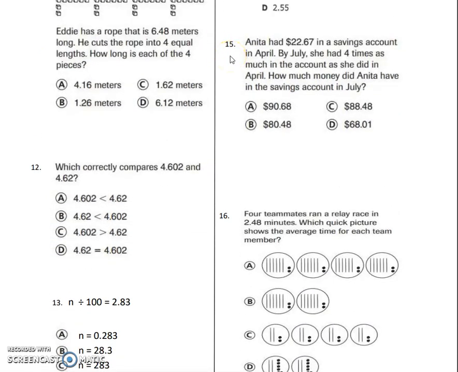Question 15. Anita had $22.67 in a savings account in April. By July, she had 4 times as much in the account as she did in April. How much money did Anita have in the savings account in July? You may pause the recording to work the problem.